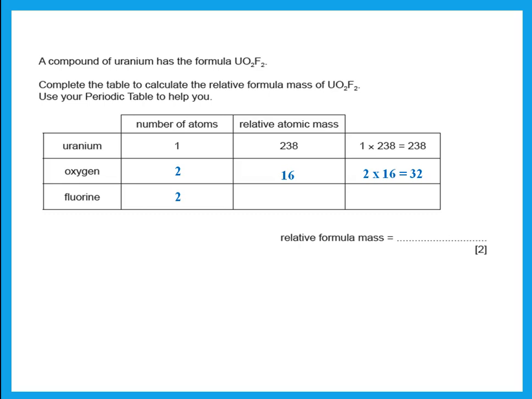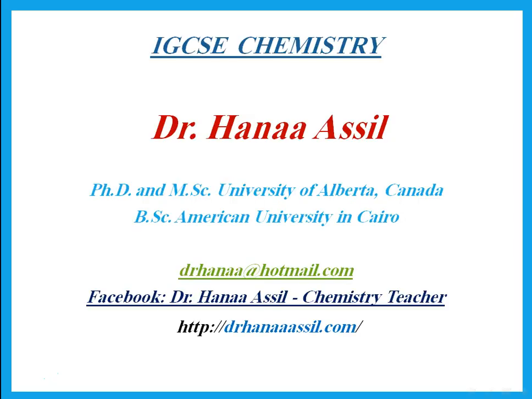Fluorine, I have 2 fluorines. Each fluorine has a mass of 19, so it is 2 times 19. If you add 238 plus 32 plus 38, that comes out to be the overall relative formula mass, 310.